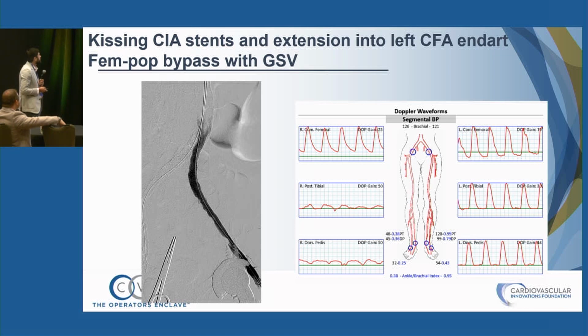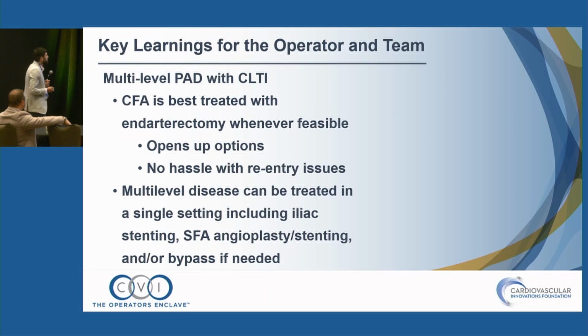So in this case, I did kissing common iliac stents with extension of the stents into the common femoral artery or iliofemoral endarterectomy, and then proceeded with a fem-pop bypass. And she ended up with excellent waveforms and a 0.95 ABI at the conclusion of that, with healing of her wounds. I didn't have a picture of her healed foot, unfortunately, but you can take my word for that.